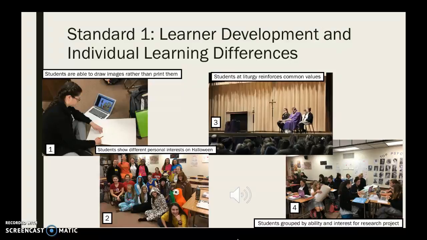Image 2 relates to the standard simply by showing the diversity in students' interests based on something as simple as their Halloween costumes. Since our students wear uniforms every day, they do not have a lot of self-expression through what they choose to wear. But here I am able to see some of their interests shine through.